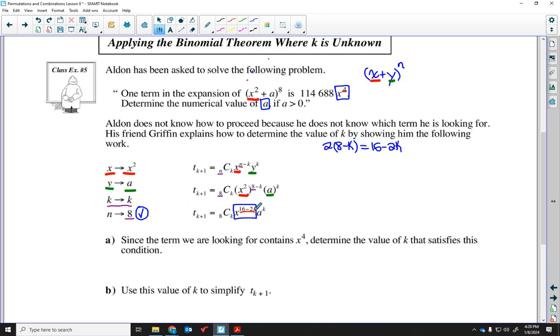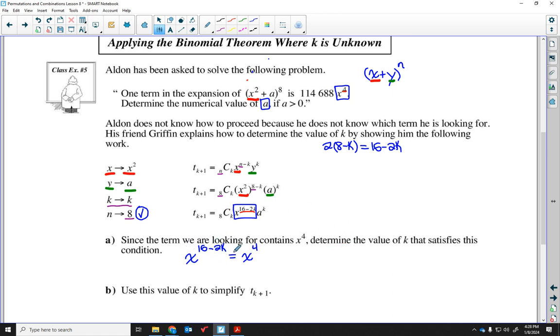So we're going to take this part, and again, this is as simplified as I can make the general term formula because I don't know what k is. So we have x to the power of 16 minus 2k. But we know that the term we're looking at has an exponent of x that's equal to 4. So this must be x to the power of 4.